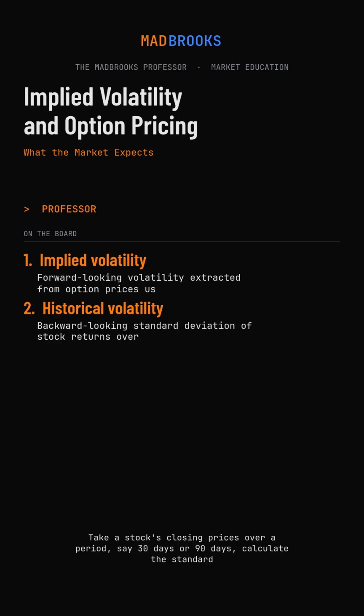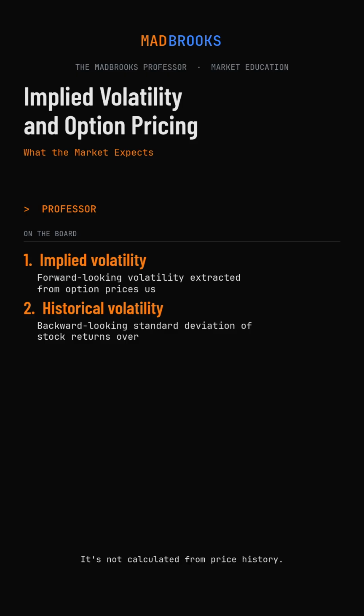Historical volatility is straightforward. Take a stock's closing prices over a period, say 30 days or 90 days, calculate the standard deviation of those returns, annualize it, and you've got a number. That number describes how much the stock actually moved. It's backward-looking, empirical, clean. If a stock has 20% historical volatility over the past month, that stock's daily returns scattered around their average by an amount that, when annualized, equals 20%. Done.